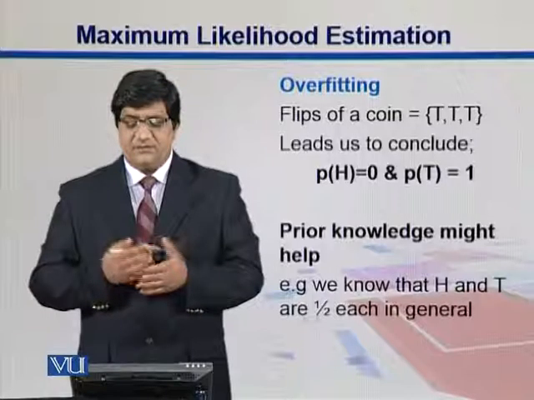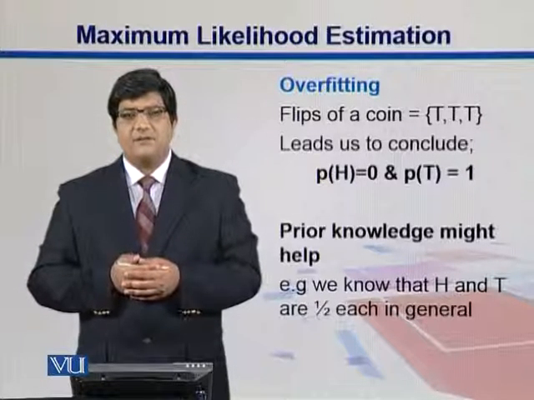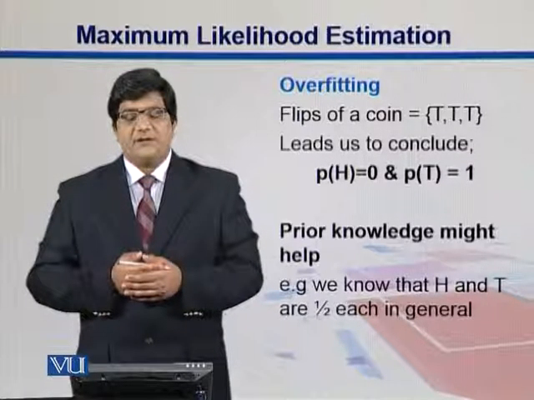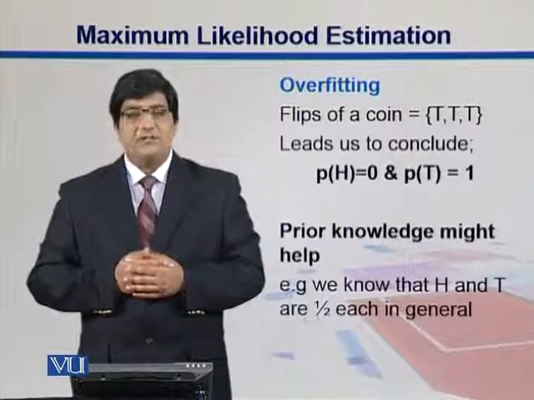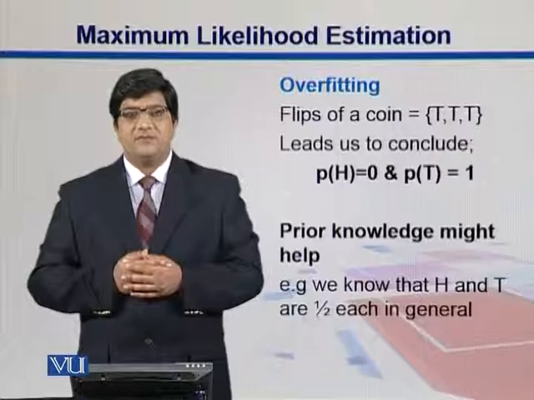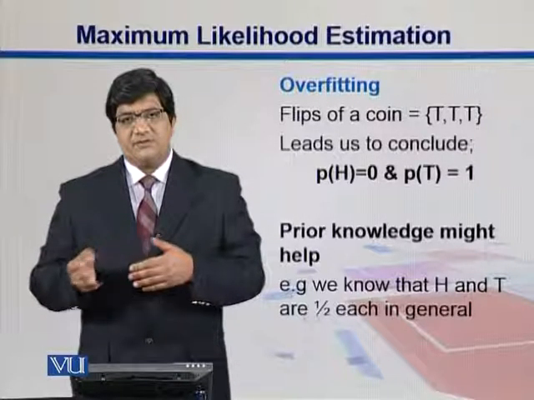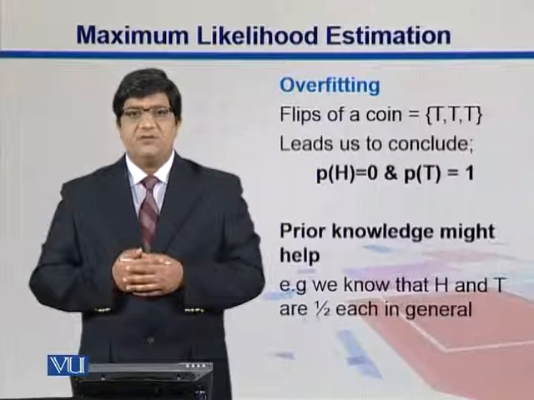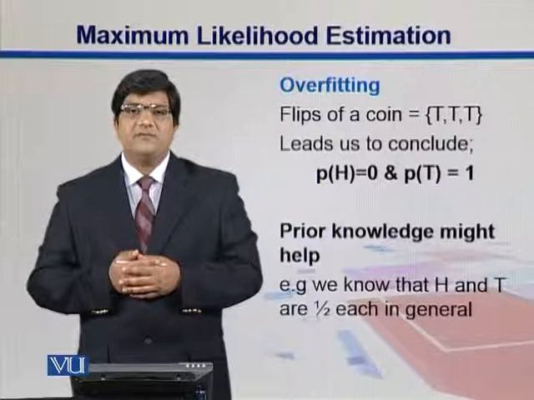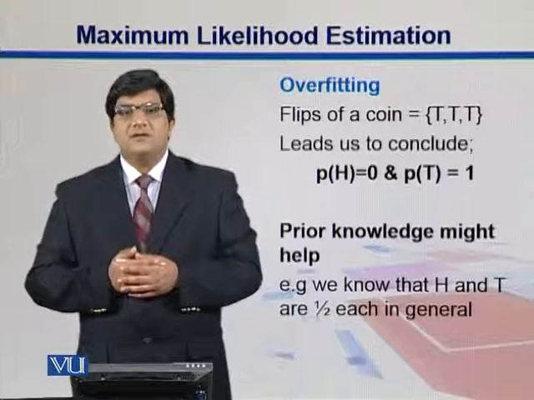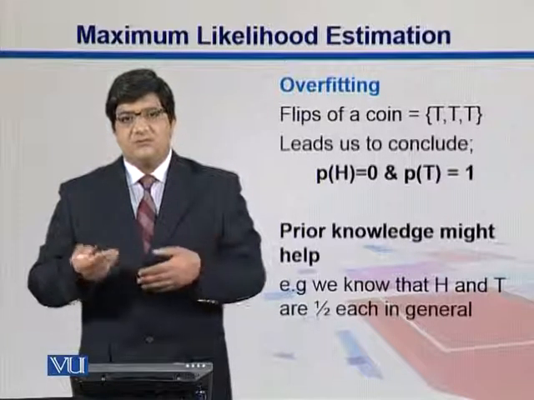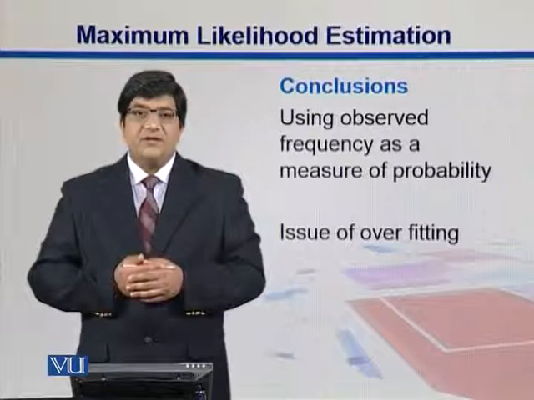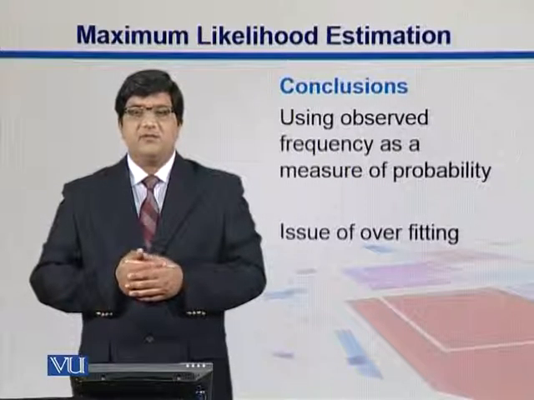Can we say that these probabilities are correct? Obviously not. In this case our prior knowledge might help, since we know that head and tail each have probability half. So we can doubt this data, and suspect that maybe our sample size is small, that we are just looking at these 3 events. This happens when you have small training data sets, and sometimes you can have this issue of overfitting. So using observed frequency as a measure of probability is the likelihood estimate, and it has the issue of overfitting.